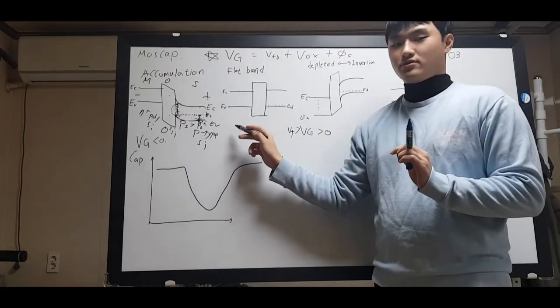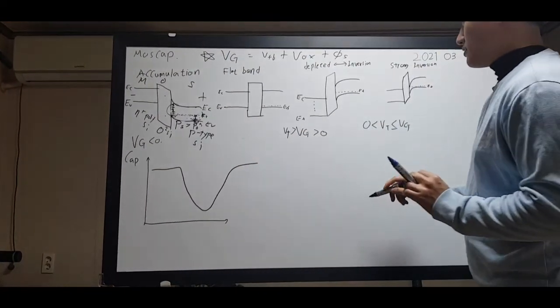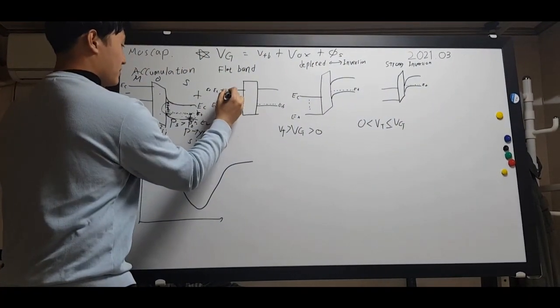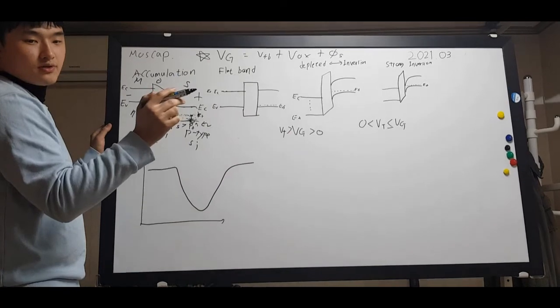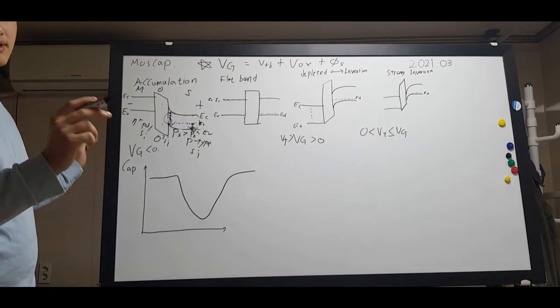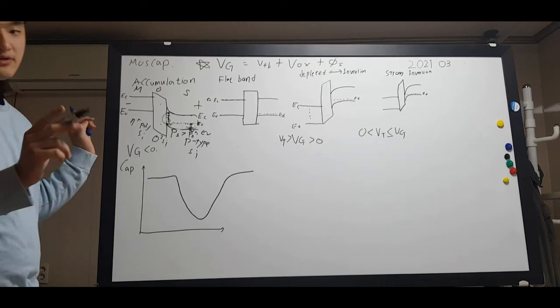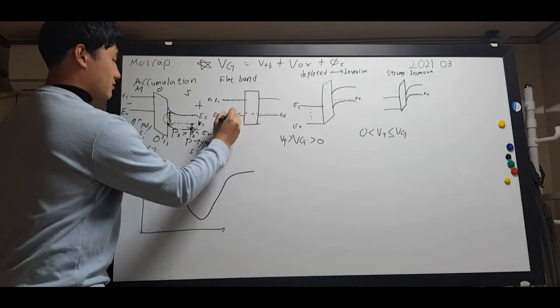Metal voltage can be used. So the difference between the metal and the silicon energy is rather different, like this.